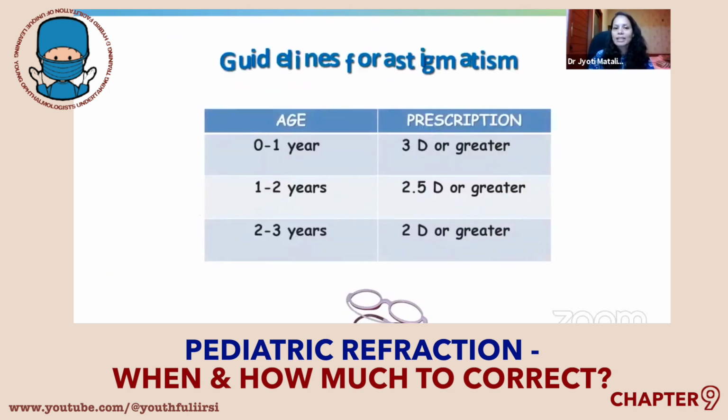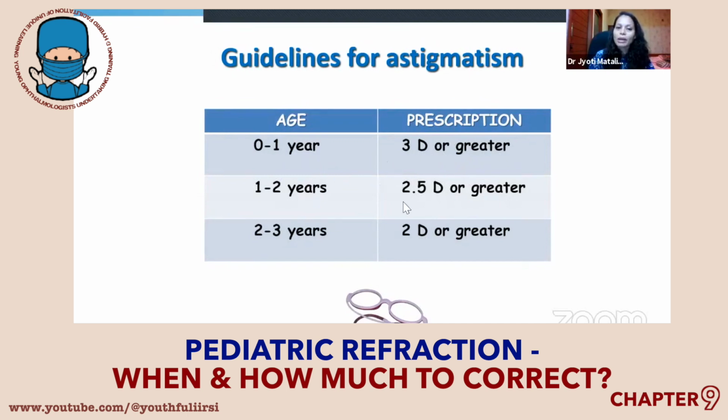So what are the guidelines for astigmatism? As you can see, under 1 year, more than 3, 1 to 2 years, 2.5 or more, and 2 to 3 years, more than 2.